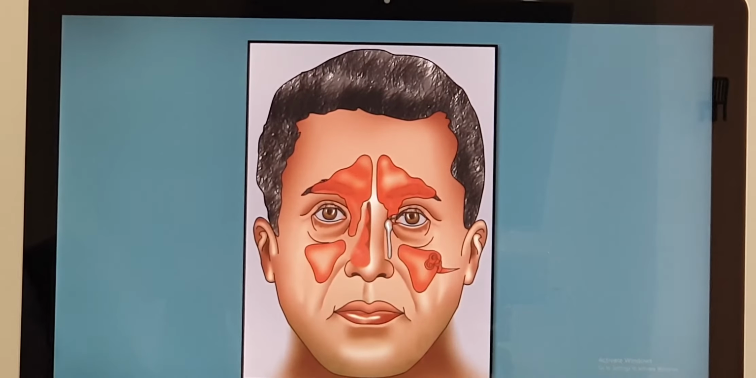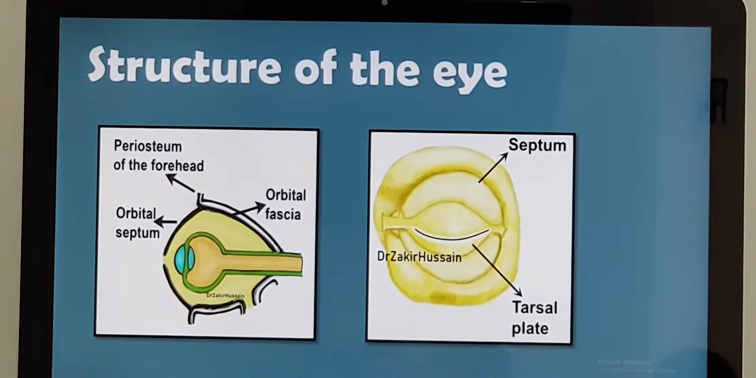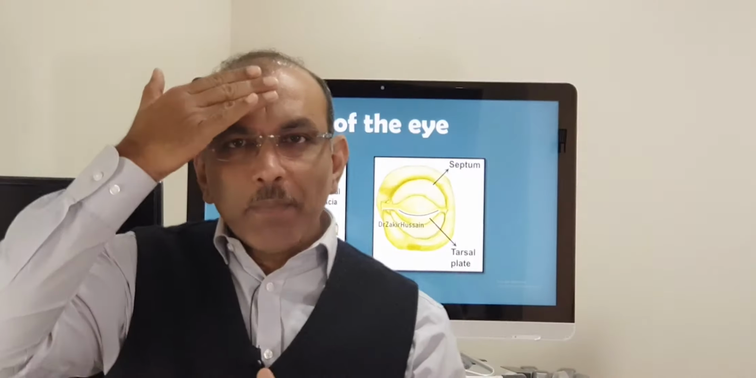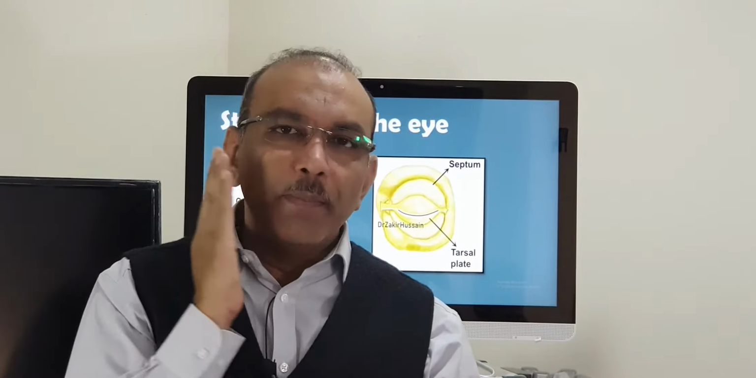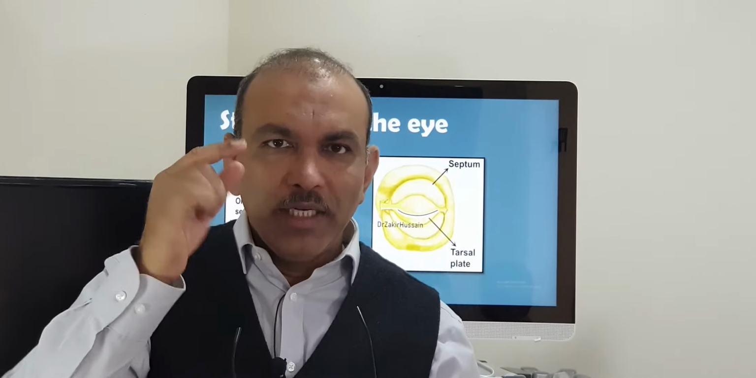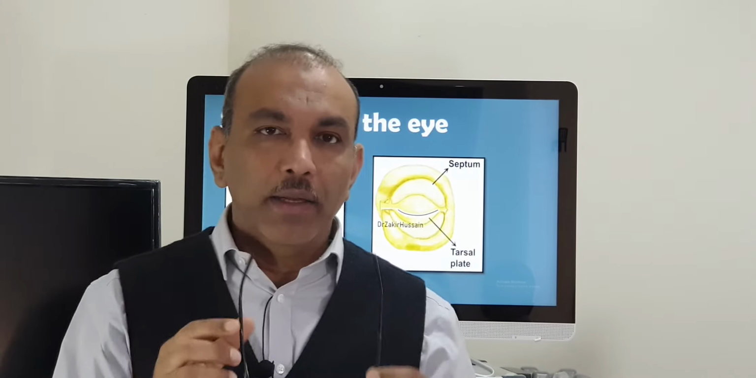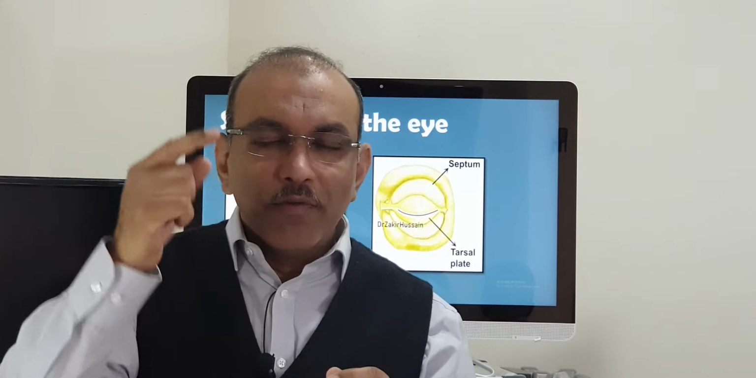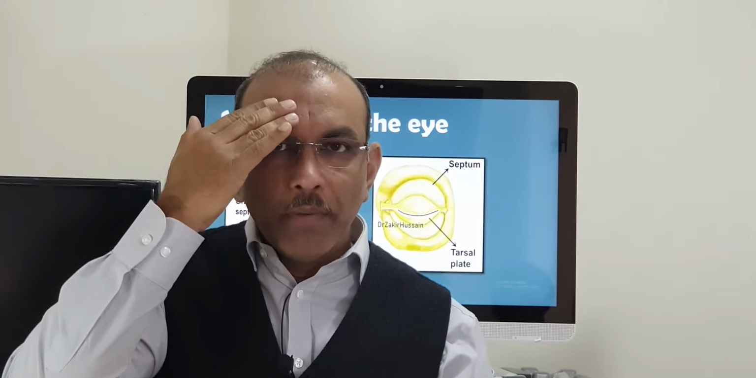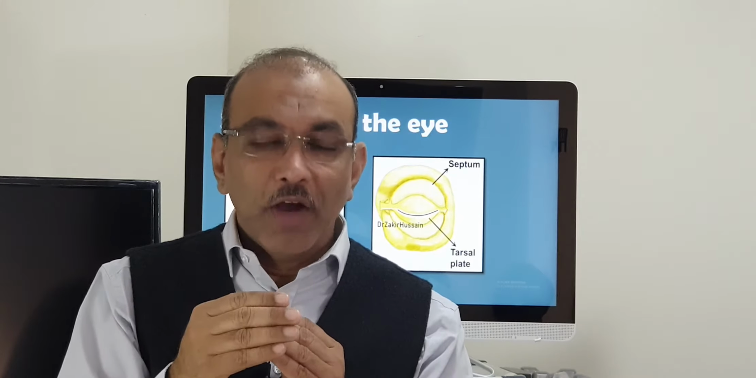Now coming to the structure of the eyes. Every bone has a covering which is called periosteum. The periosteum covering the forehead and the periosteum covering the cheek join together to form one sheet which approaches the eye and gets fused with the tarsal plate, which is a small plate in the upper eyelid. This fusion of the periosteum from the forehead and the cheek forms the septum of the eyelid.